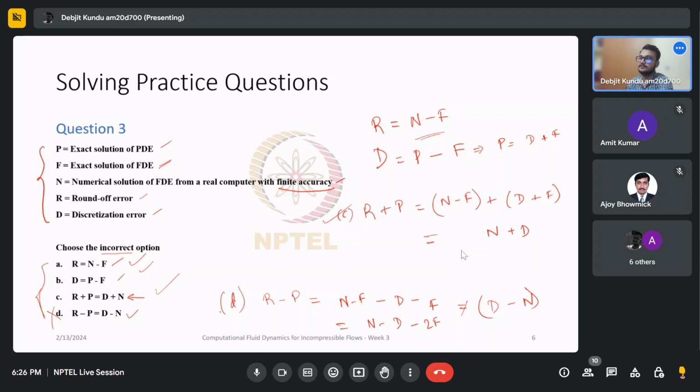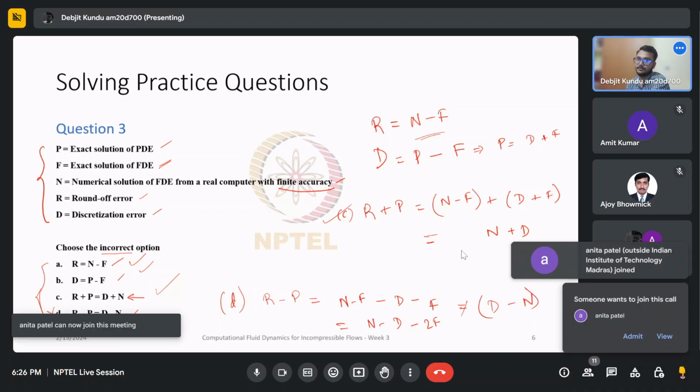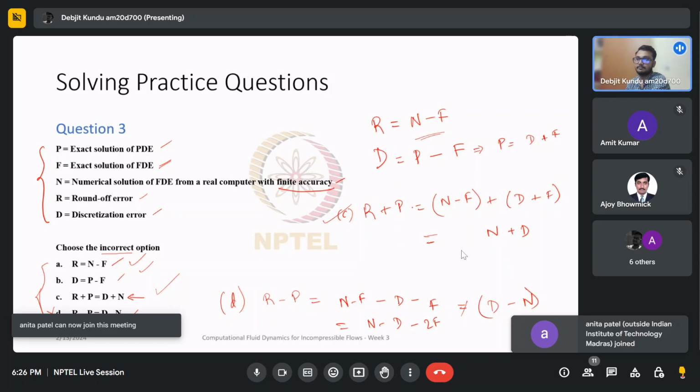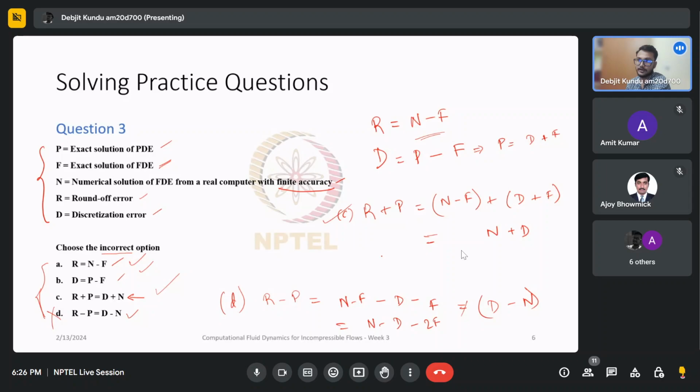So A is correct. B is correct. These two are correct by definition itself. And option C is correct using some combination of R and P. We can show that it becomes equal to N plus D. Right. So here this F and this F get cancelled. And we get R plus P is indeed equal to N plus D, which is option C. So option C, as a statement, is correct. But we have to pick out the incorrect option. Now R minus P, on the other hand, does not become equal to D minus N as indicated here. So that's why this is the only incorrect option. And since we have to pick the incorrect option, we should pick option D.